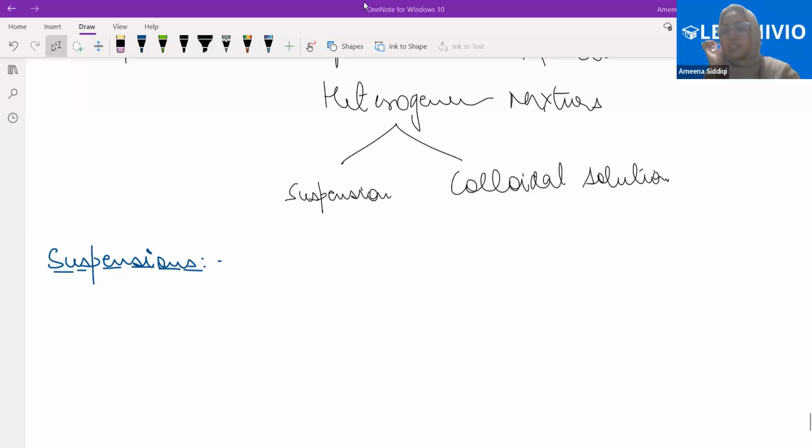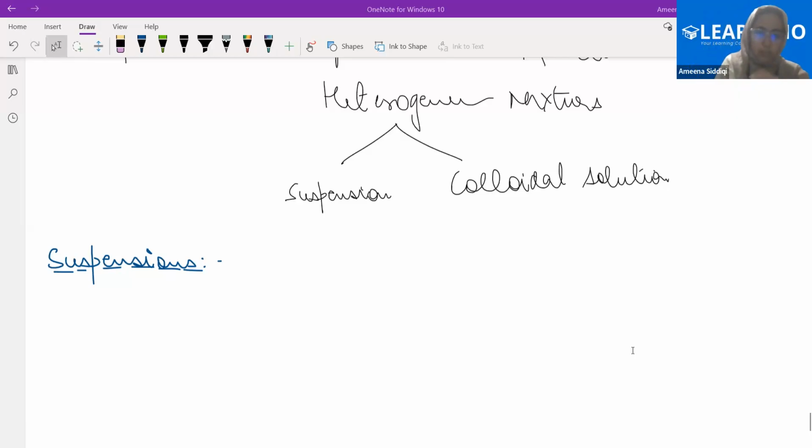Hello? What happens if we mix salt and water? Will it mix? Yes. What happens if we mix sand and water? It won't mix. So what according to you is the reason of sand and water not mixing together? Because the sand particles are bigger, they are larger in size. Fine. So suspensions are a type of mixtures which are heterogeneous because of the size of the particles.